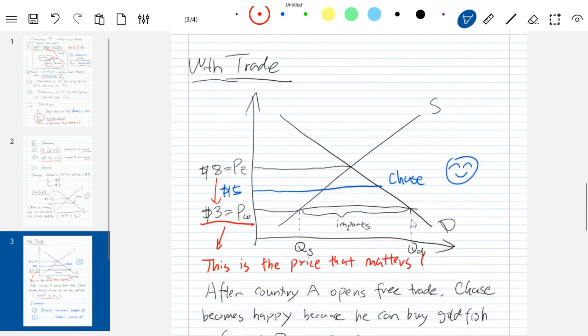Similarly, going back to this import graph, a country would import if and only if the world price is lower than the domestic price, and for any price below the equilibrium price, quantity demanded is greater than quantity supplied. Therefore, the horizontal difference between QS and QD would be the size of the imports. So we have imports equals QD minus QS. Okay?